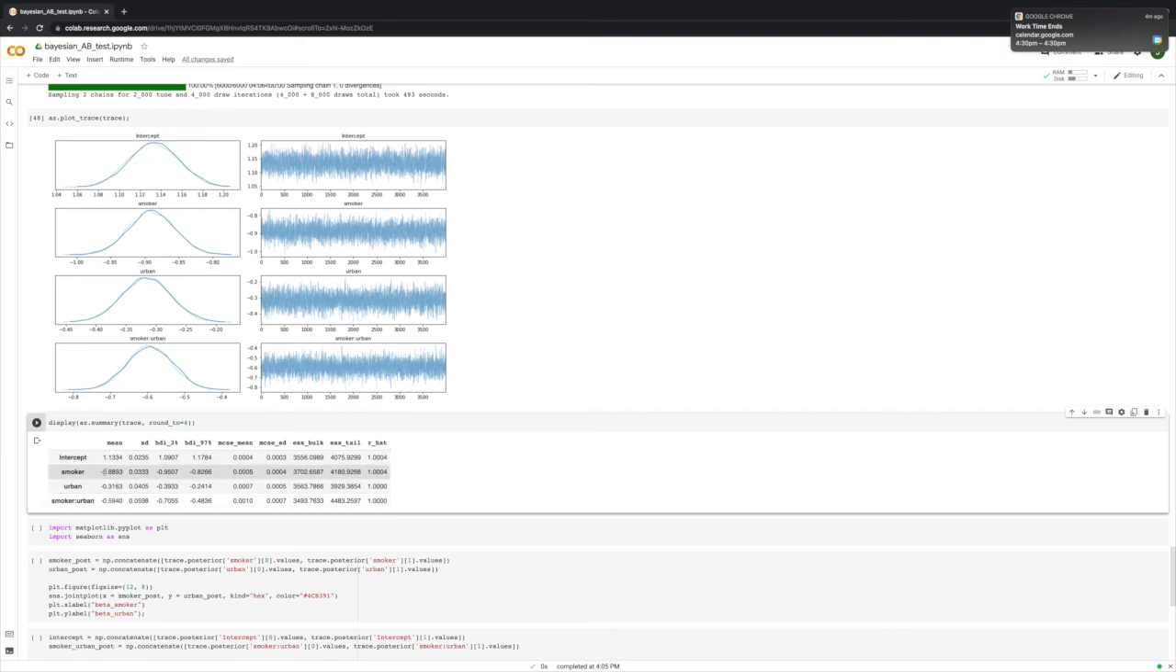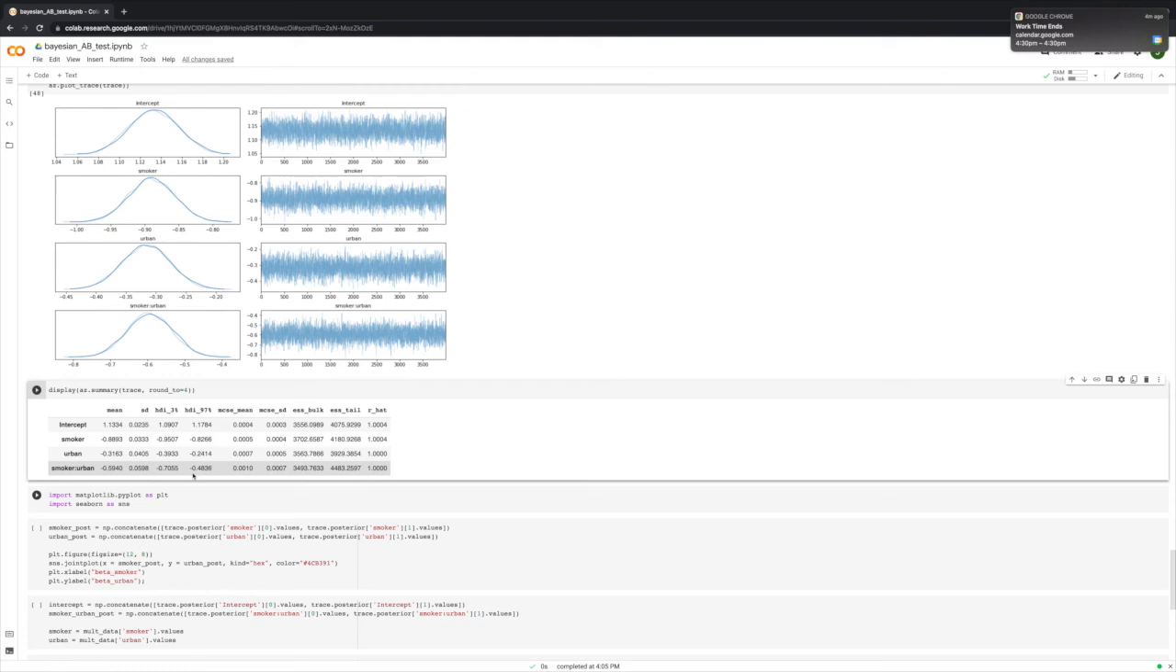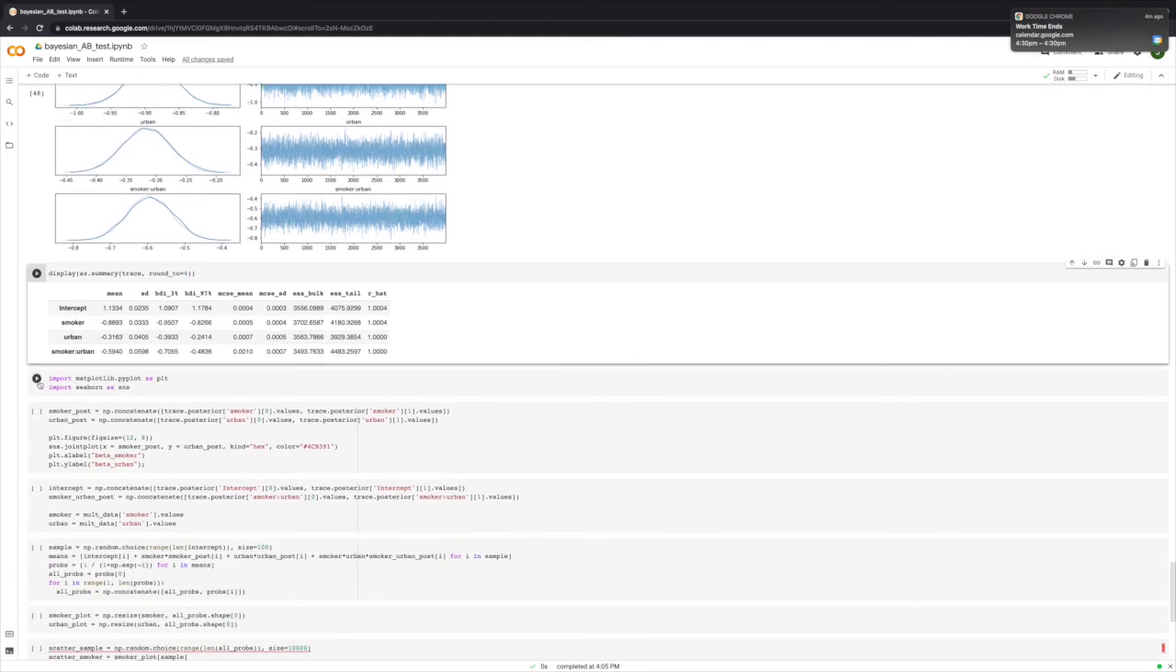Just know that some of them are positive and negative. So negative means it lowers the probability of survival. That's the easiest way to interpret this. Negative lowers the probability of survival. So smoking definitely lowers the probability of survival. Being urban lowers the probability of survival, and that interaction also lowers the probability of survival.